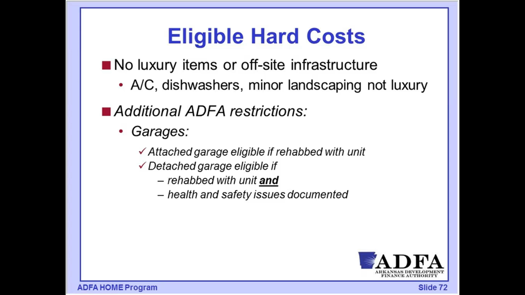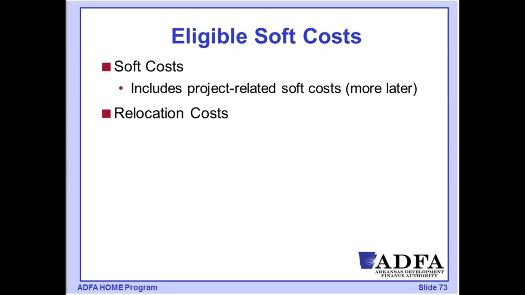So you need to make sure, as part of your documentation in your file for a homeowner rehabilitation project, that you're designating, if part of your scope of work includes a garage, you're going to want to note whether it's attached and part of a larger rehab project. And if it's a detached garage, you'll want to carefully show that it's being done as part of the rehab with the unit and the health and safety issues that make it eligible under the ADFA program. That documentation would need to be contained within your file.